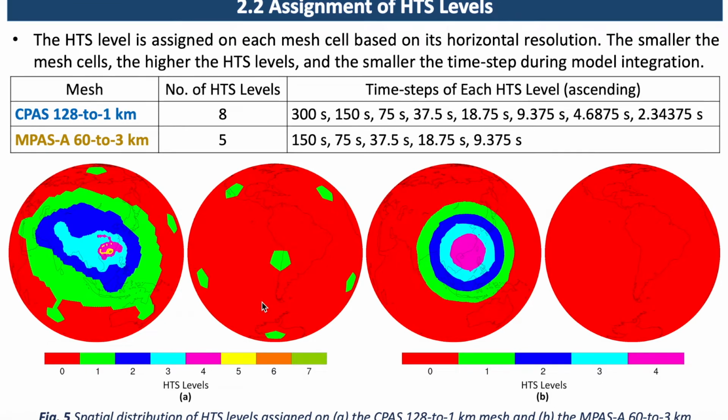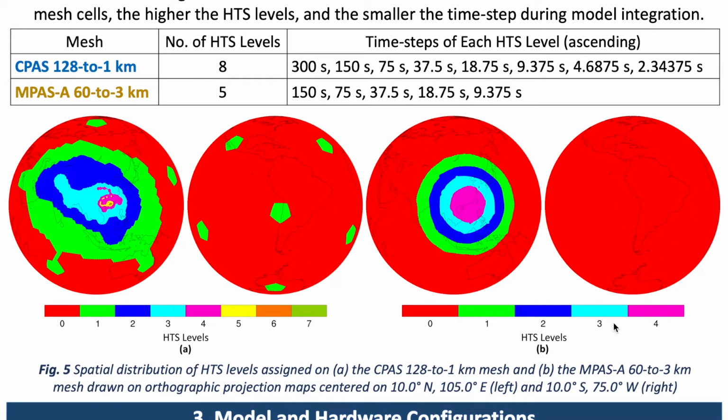You can see that we have an assignment of HTS levels. For regions around Hong Kong, which is tiny, the yellow one, and the orange and green one inside, it uses small cells and small time steps. And for the rest of the world, like level 0 and level 1, the cells are large and we use large time steps. And this is the case for the standard mesh, and there are fewer HTS levels.